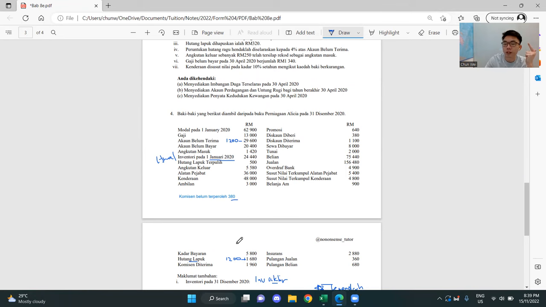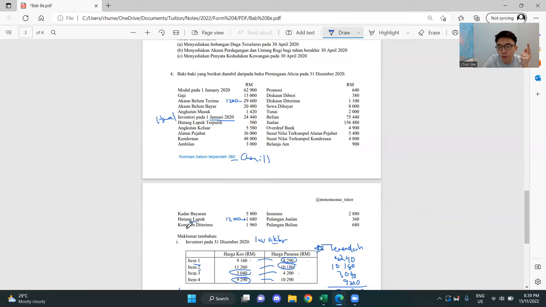So where is it? We are talking about commission, so you have to go to your commission. You look for the account commission yang diterima, because this commission belum terperoleh is a hasil. Therefore, you must look for your hasil. So the hasil will be commission. See the word commission diterima. This is a hasil. So meaning I have to take out 380 from here.